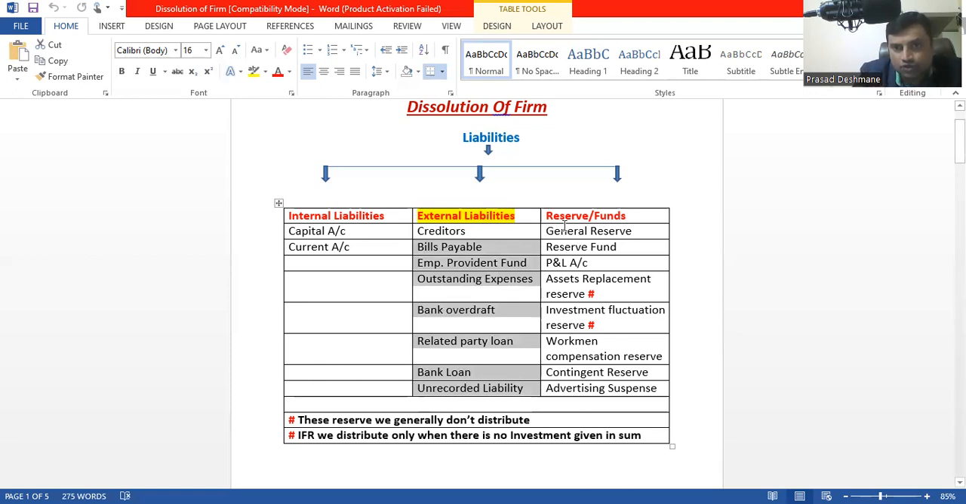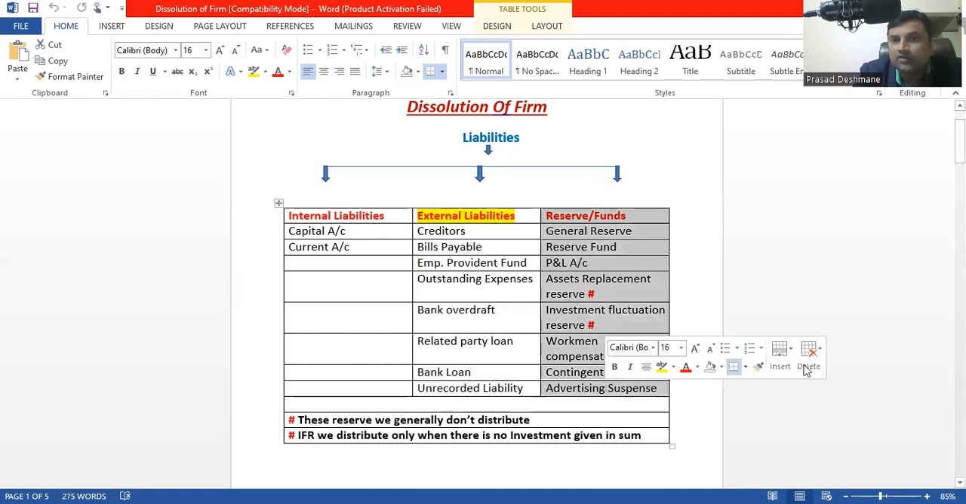Now see, reserves are not actually liabilities. Reserves are the money which we kept aside for a specific reason, like asset replacement reserve, investment, workman compensation reserve, advertising suspense, or the general reserve fund. These are what we kept aside. It's our money only, so that is not an actual payable liability, and we are not going to pay it. Even internal liability we are not going to pay unless we finish the external liabilities. Once you finish the external liability, if money is left, then you can pay the internal liability.